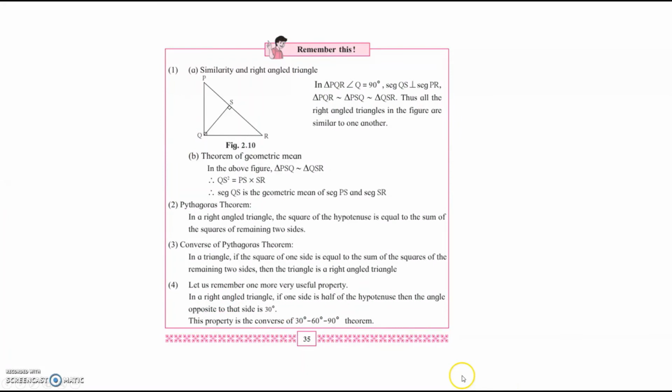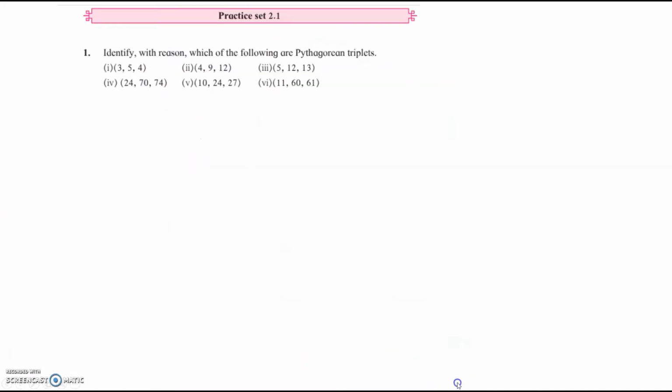So now let's begin with practice set 2.1. Identify with reasons which of the following are Pythagorean triplets. So let's take down the first one, 3, 5, 4. So here we have to find which are the two small numbers, that is 3 and 4. So let's square these numbers and add. That is 3 square plus 4 square, that will be equal to 9 plus 16, and that's equal to 25.